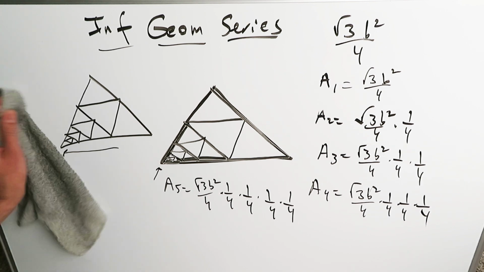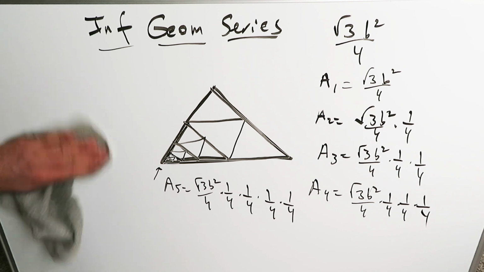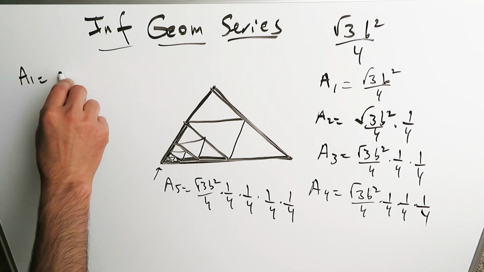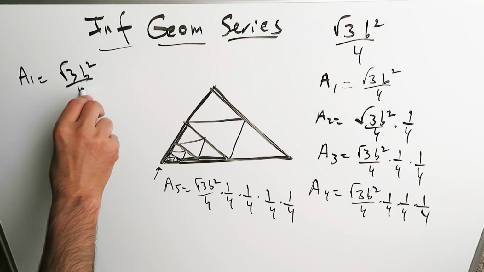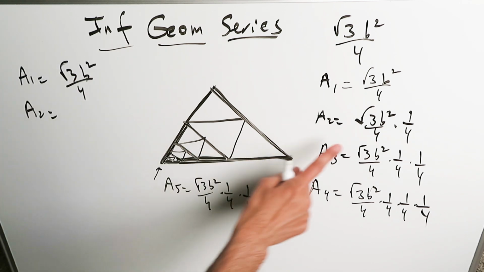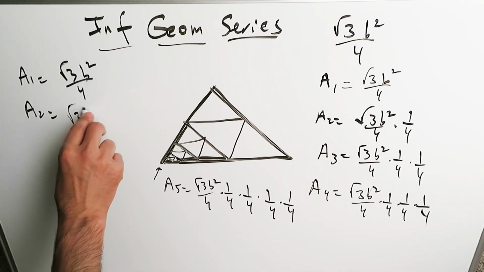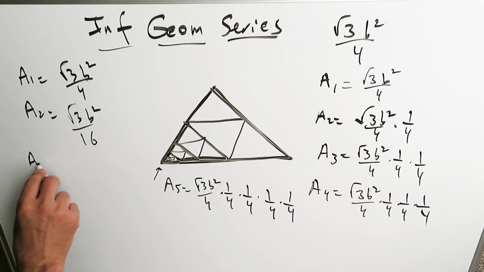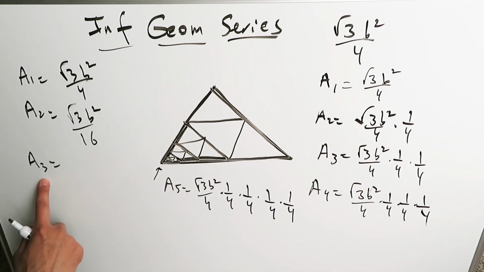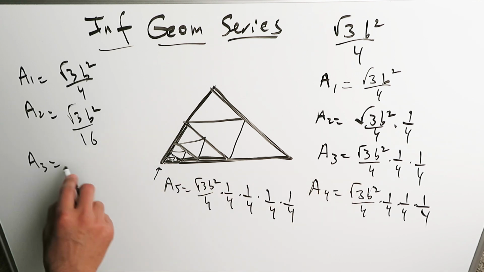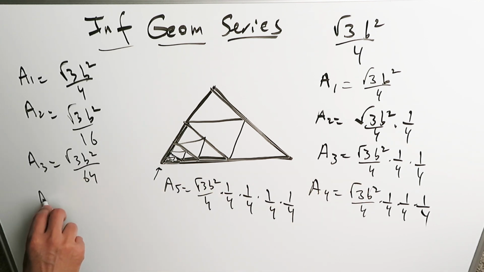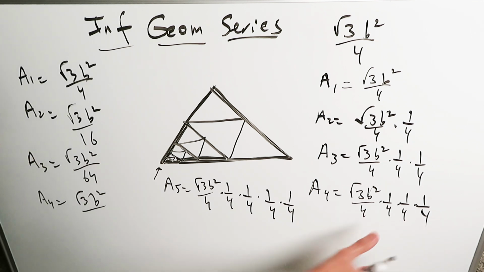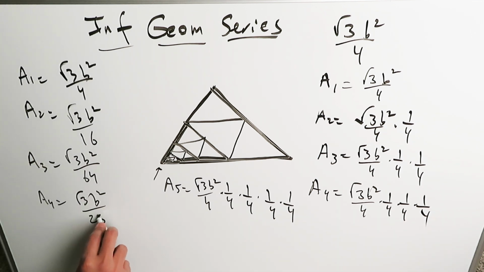So let's start consolidating some of these values. When I'm looking at this original A1, the area was just root 3 B squared over 4. When I'm looking at A2, I'm doing the computation. I have root 3 B squared over 16. In A3, the 3rd round, I have root 3 B squared over 64. In the 4th round, I have root 3 B squared over 4 to the power 4, which is 256.